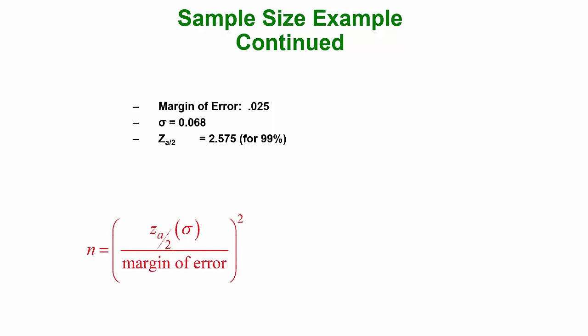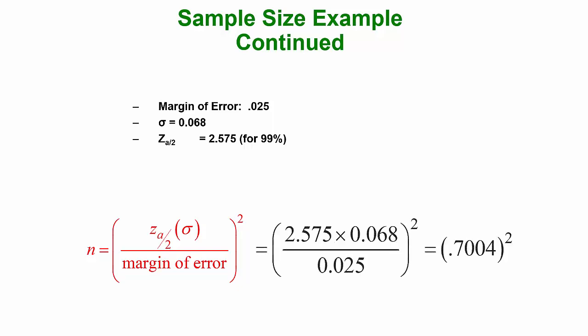So the sample size formula that we use is n equals critical value z times sigma divided by margin of error, and then we square that result. So that gives us 2.575 times 0.068 divided by 0.025 quantity squared. This gives us 49.056, and we always round n up to the next whole number, so we need to get at least 50 quarters in our sample.